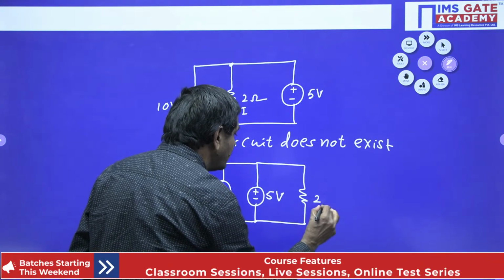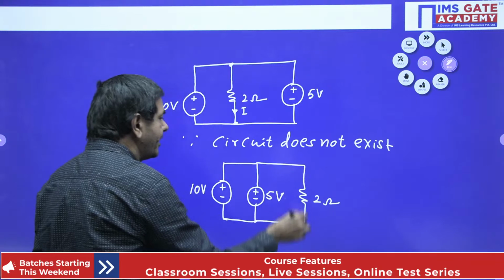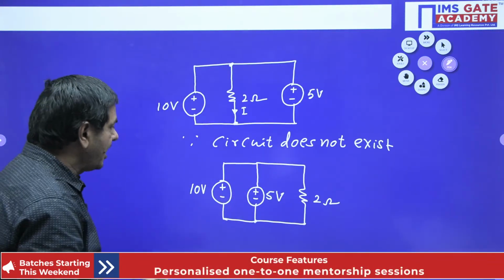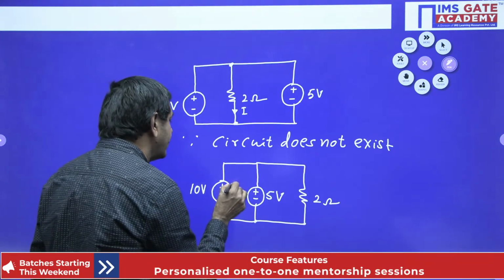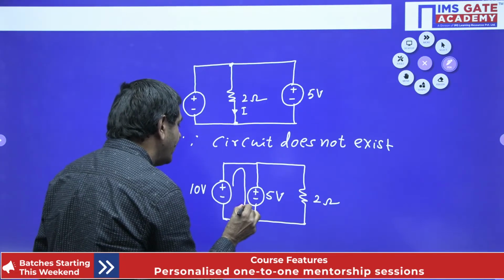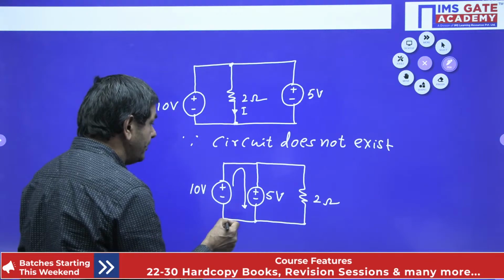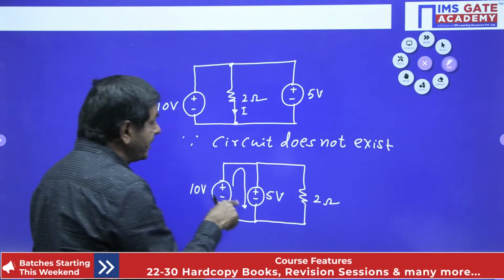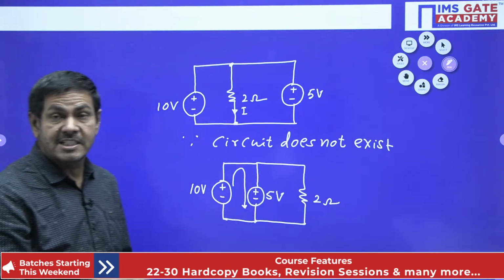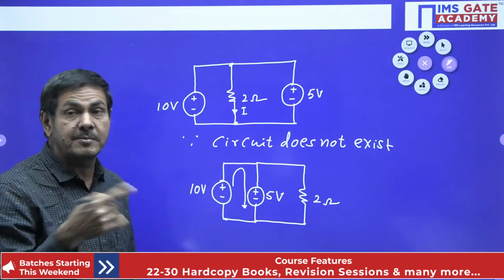I connected with a 2 ohm resistance only. We are in need of the current across the 2 ohms only now. Suppose I applied KVL in this direction. Whenever I apply KVL, what does KVL mean? In any closed circuit, the sum of the voltage drops is taken, which becomes 0 only now.